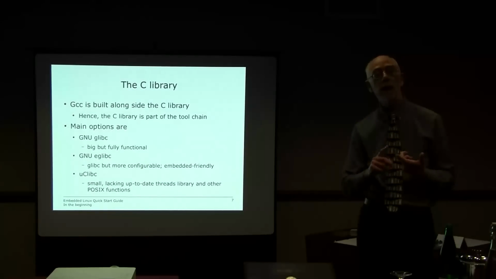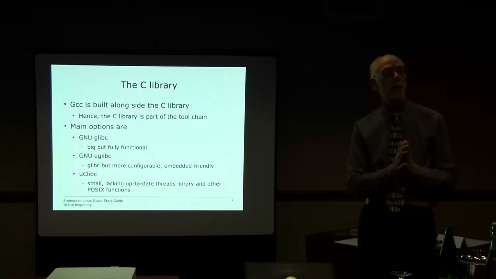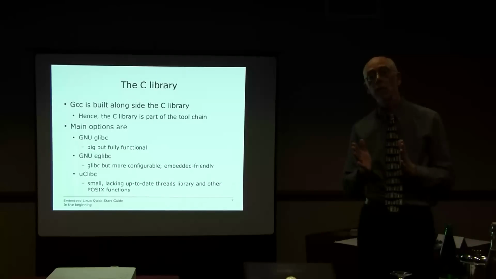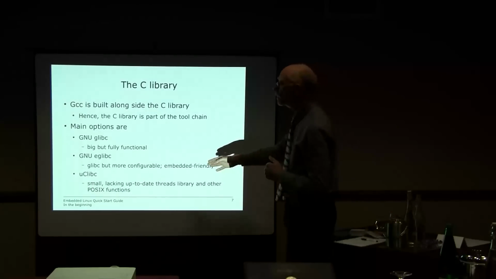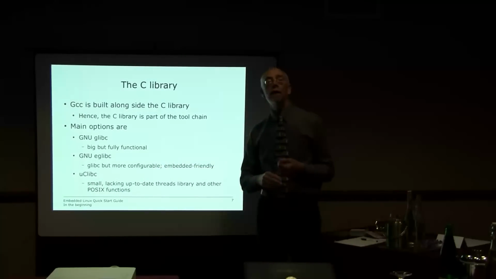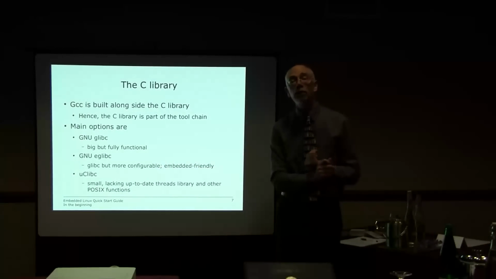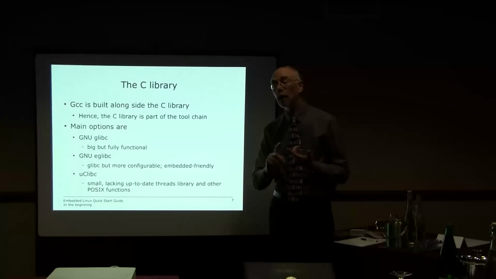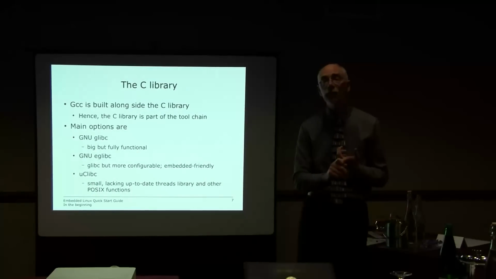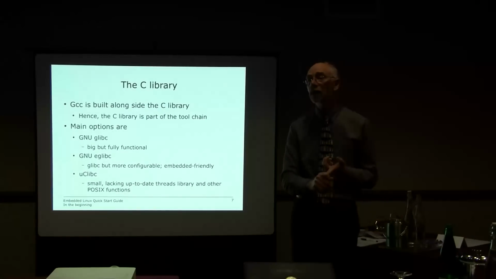So it doesn't have priority inheritance mutexes, for example, which is something you really need, at least for a real-time embedded system. So the only times I would use uClibc are either because I'm using uClinux, in which case it's practically the only choice, or I have a system with less than 16 megabytes, say, of storage, which is fairly rare these days.